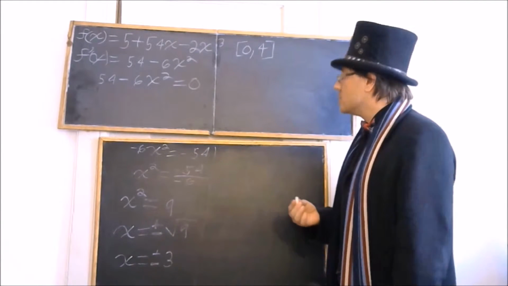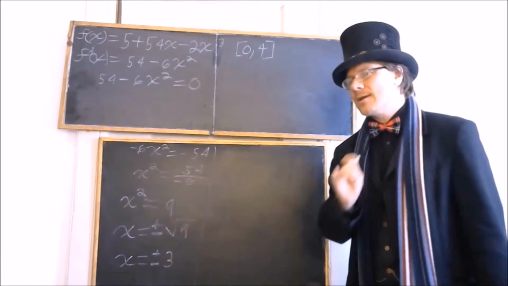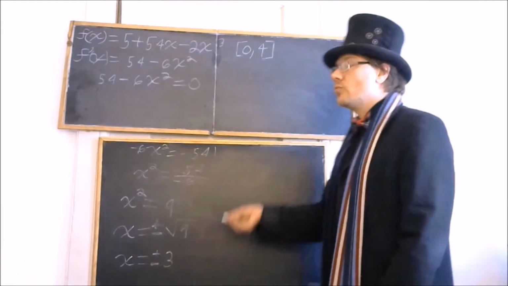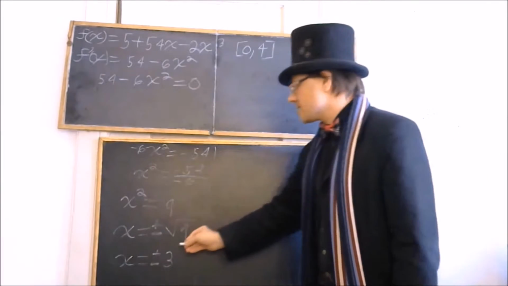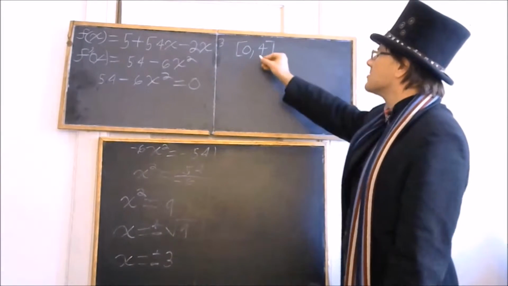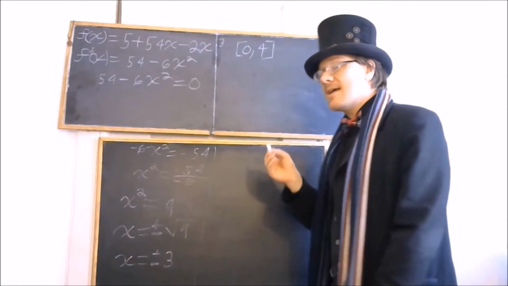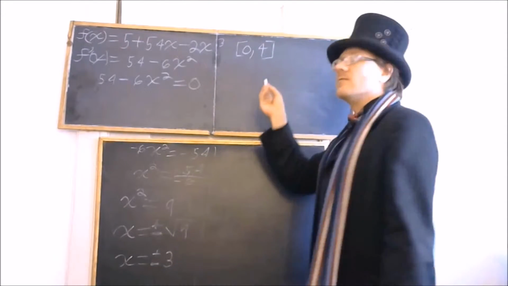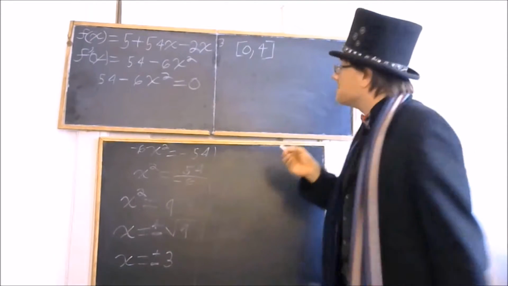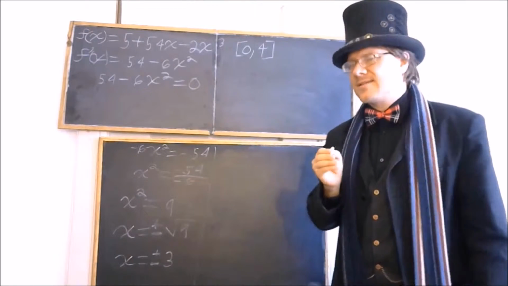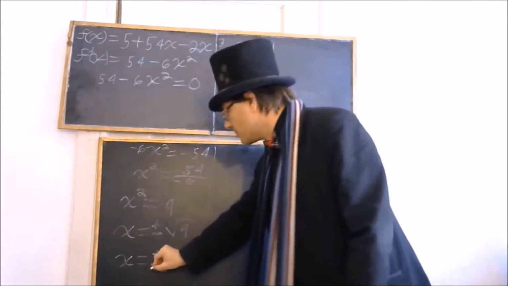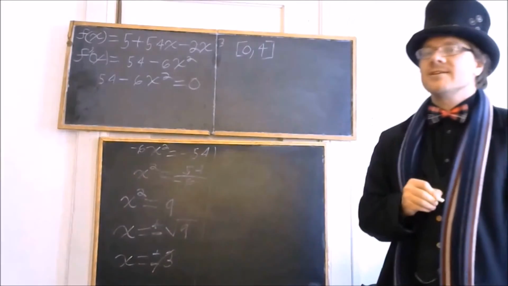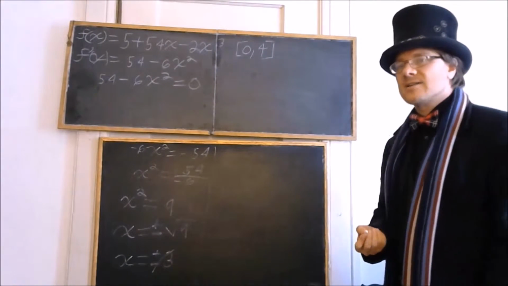Next, what we need to do is find out if our critical values are within our interval. And we can see here that yes, positive 3 is within our interval, but negative 3 is outside of the interval. We can see that negative 3 is less than 0, so we won't be able to use that point. So we'll just simply cross it out, and all we're left with is positive 3.